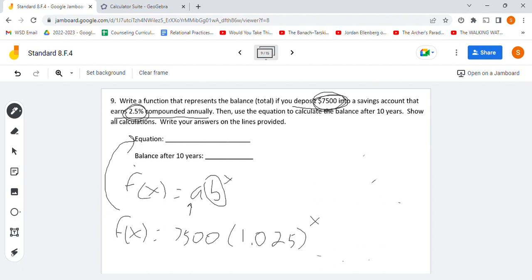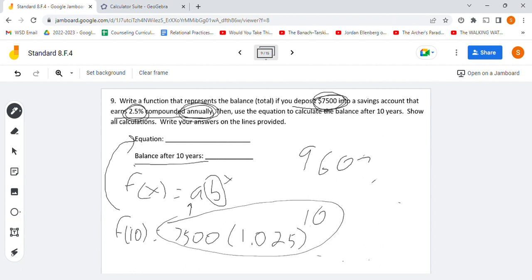The second part of this question asks for the balance after 10 years. So annually, right here, tells us it's each year. So these units right here for the x are just years. We just have to plug a 10 into there. So if we erase this x, plug a 10 in there, we should do it on the other side where we have f of x, plug a 10 in there, and then we just calculate this. So plugging this equation over here into the calculator, 7,500 times 1.025 to the power of 10 would get us 9600.63, and the decimal continues to go after that.